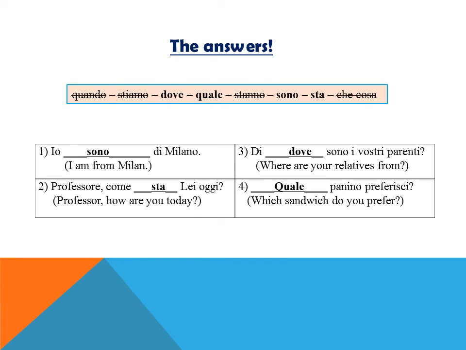And here are the answers. Number 1. Io sono di Milano. Number 2. Professore, come sta lei oggi? Number 3. Di dove sono i vostri parenti? Number 4. Quale panino preferisci?